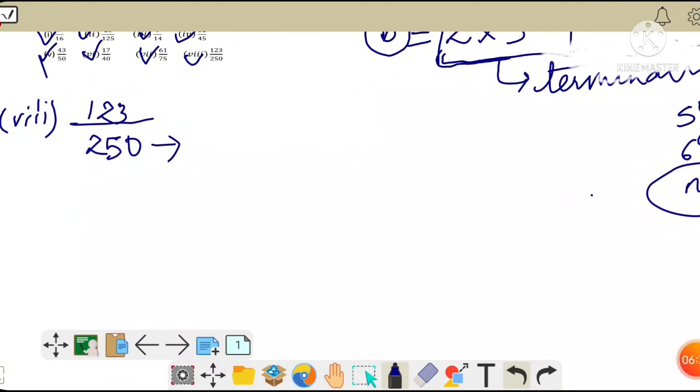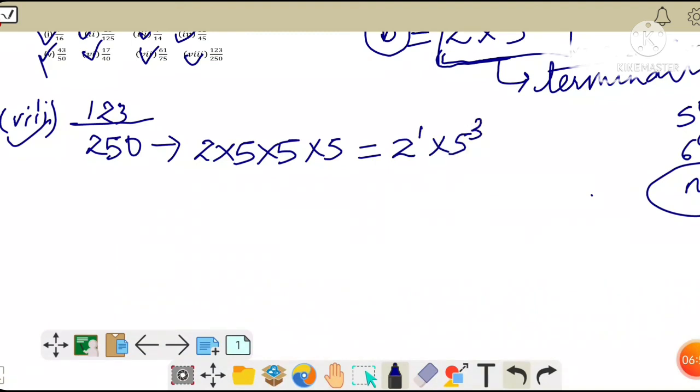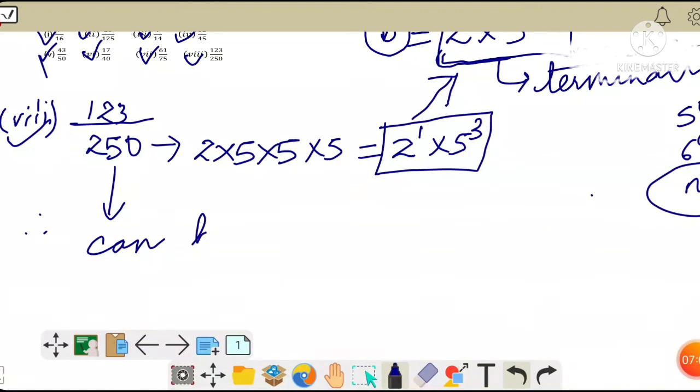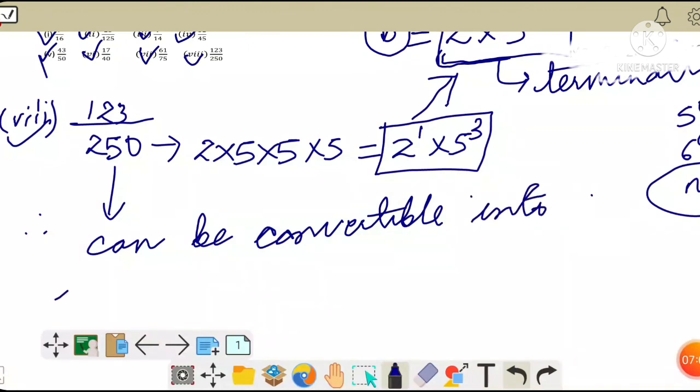Next, last question, question number 8. In the denominator, it is 250. So it can be written as 2 5s are 10, 10 5s are 50, 50 into 5 is 250. And here we got 2 to the power 1 and 5 to the power 3. So yes, it can be represented in the form 2 to the power m into 5 to the power n. So that means 250 is convertible into 2 to the power m into 5 to the power n. So yes, 123 by 250 has terminating decimals.